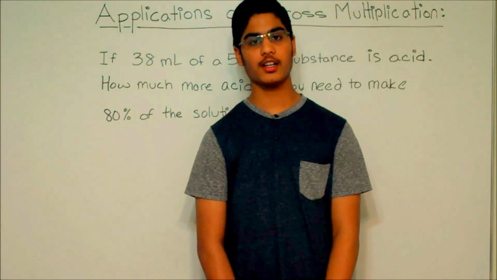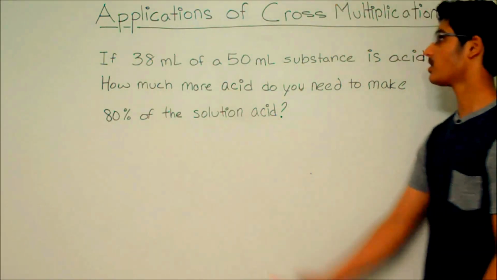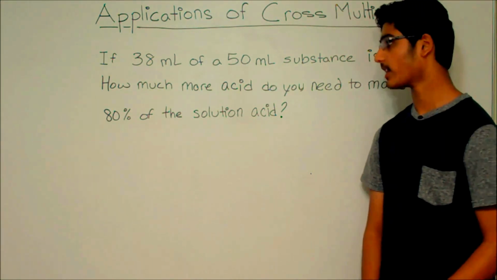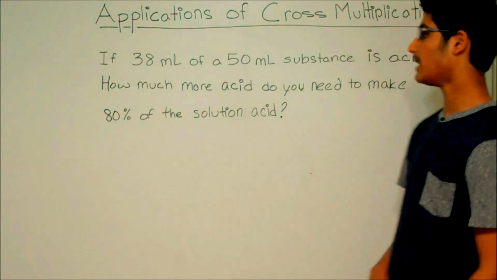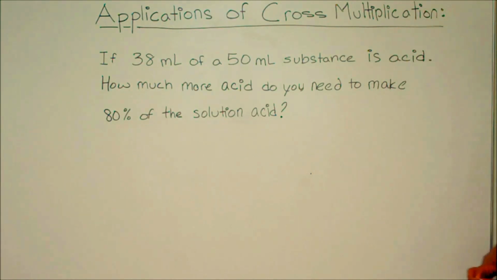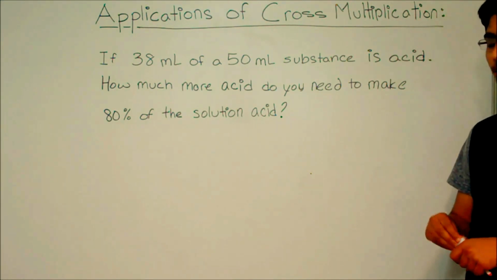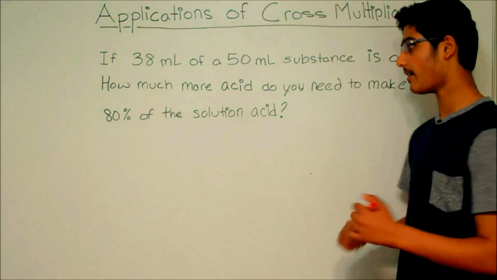Today we're going to learn about applications of cross multiplication. Let's say we have a problem like this. If 38 milliliters of a 50 milliliter substance is acid, how much more acid do you need to make 80% of the solution acid? So before we get started, let's first write down what we have.